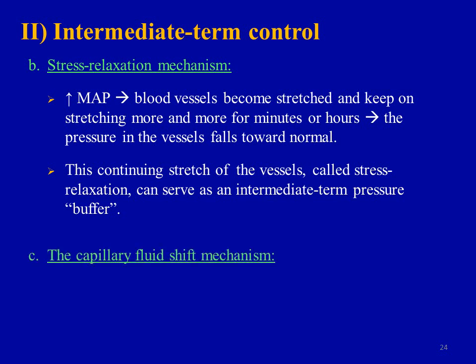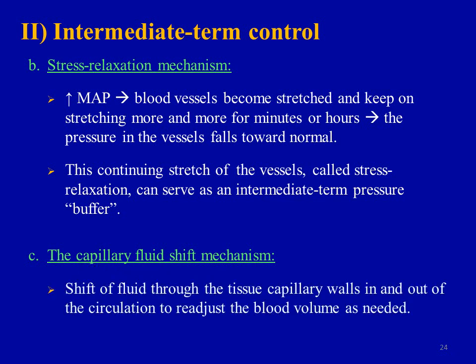The third factor in the intermediate term control is the capillary fluid shift mechanism. This will shift fluid through the tissue capillary wall in and out of the circulation to readjust the blood volume as needed. So when we need higher volume, fluid will shift from the interstitium to the blood, and if we need less blood volume, then the fluid will be shifted from the lumen of the blood vessels into the interstitium. And again, this is one of the intermediate term controls of the mean arterial pressure.